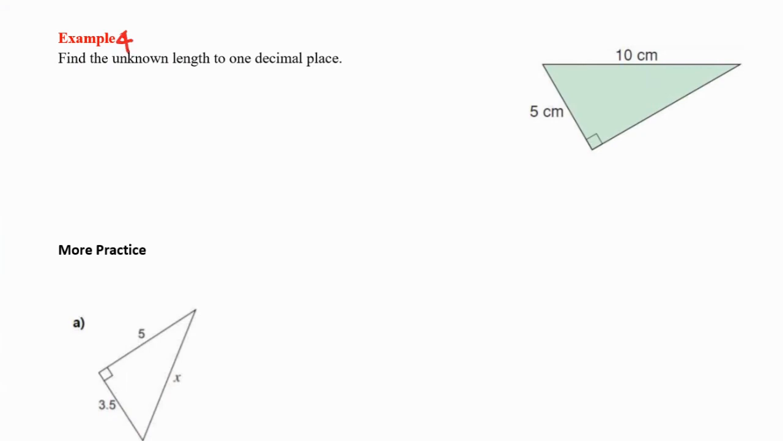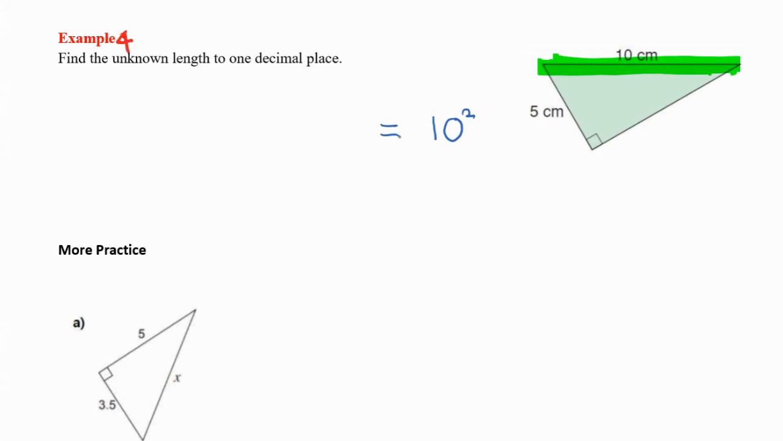Example 4. Find the unknown length to 1 decimal place. Everyone, we're going to find the hypotenuse. So this is the hypotenuse because it's the longest side facing the right angle. And as I said, the hypotenuse should be isolated.